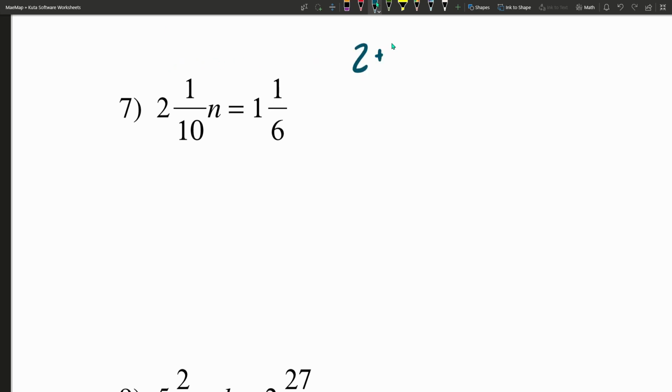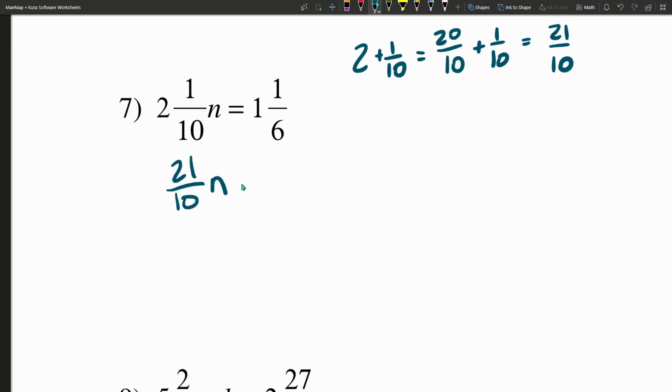So 2 plus 1/10, writing that as the same fraction, I need to figure out how to change 2 into tenths. What divided by 10 gives me 2? That's 20 divided by 10 is 2, and I still have to add that 1/10. So 20 tenths plus 1/10 is 2 1/10. So here we have 21 tenths. So I'm going to actually rewrite this before I do any solving. I'm going to write this as 21 over 10 times n.